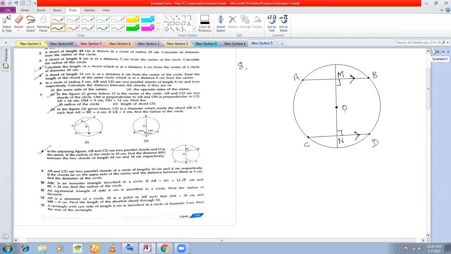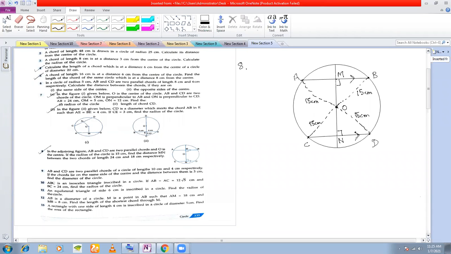If the radius of the circle is 15 centimeters, what do you mean by radius of the circle? OB is the radius, OA is the radius, OC is the radius, and OD is the radius. All these are given to be 15 centimeter. Each of them is 15 centimeter. Find the distance MN between the two chords.